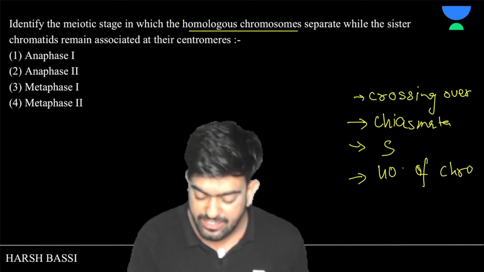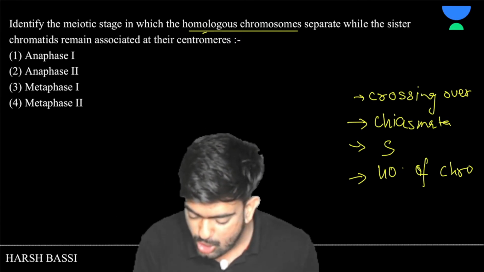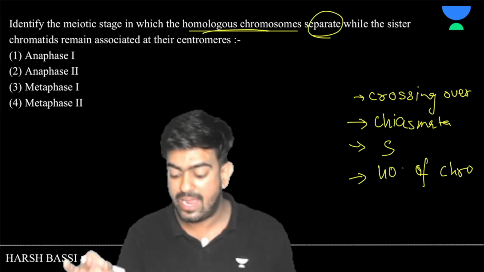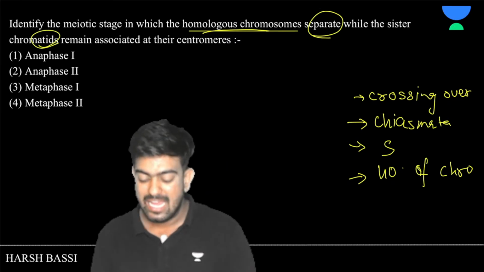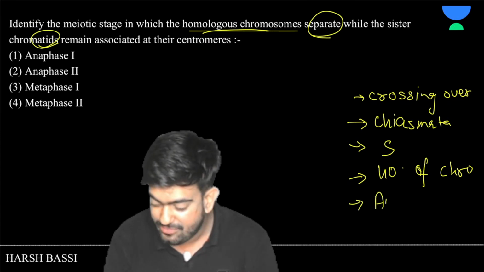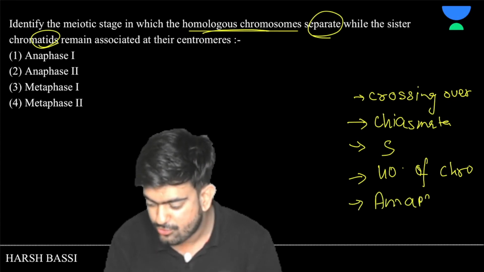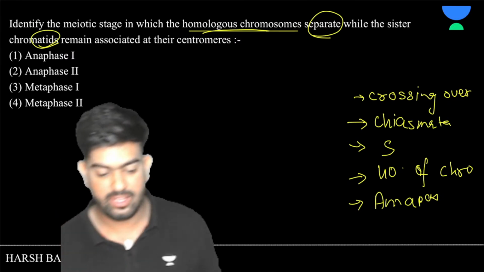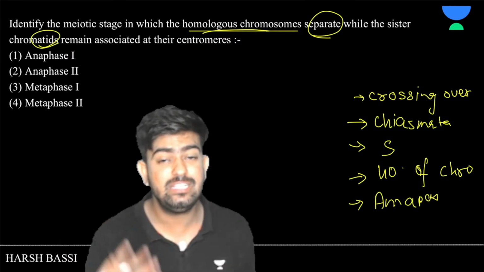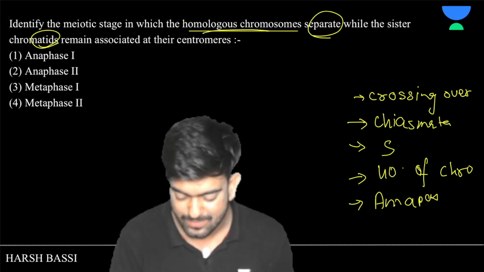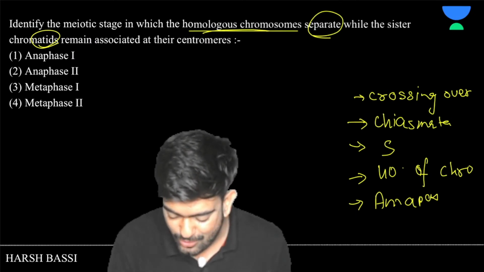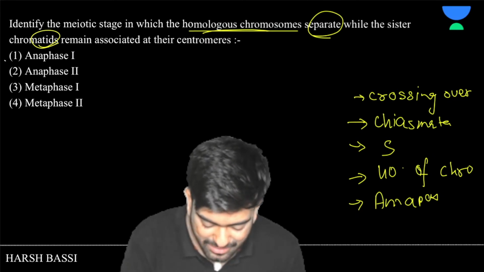Now, identify the stage in which homologous chromosomes separate while the sister chromatids remain associated. This question is from the anaphase thing. Yes, answer the question. I want the answer in the comment section. See, here the answer will be anaphase 1.